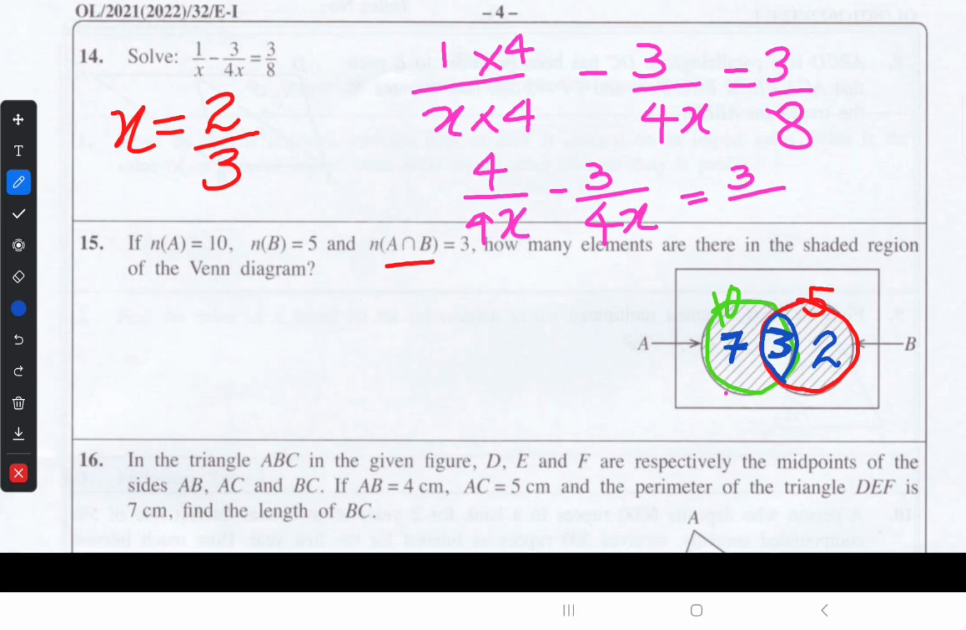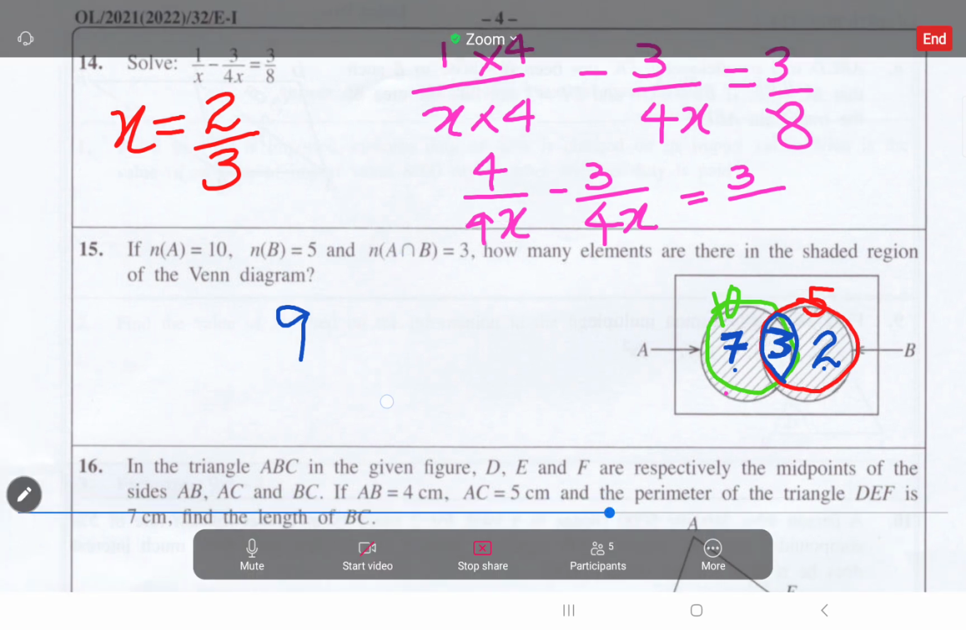Shaded region in the Venn diagram. How many elements are in the shaded region? In the shaded region, here it's 7, here it's 2. So totally 9 elements belong to this shaded region. This is a very direct question.